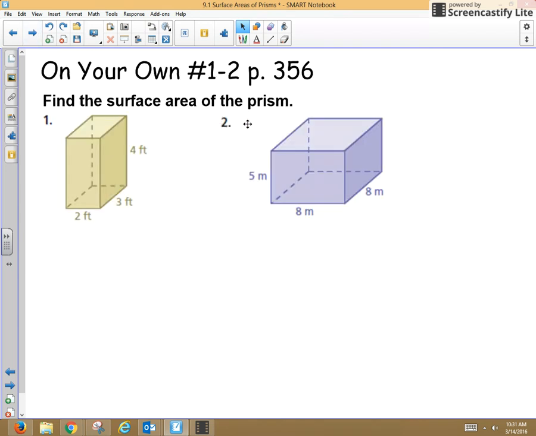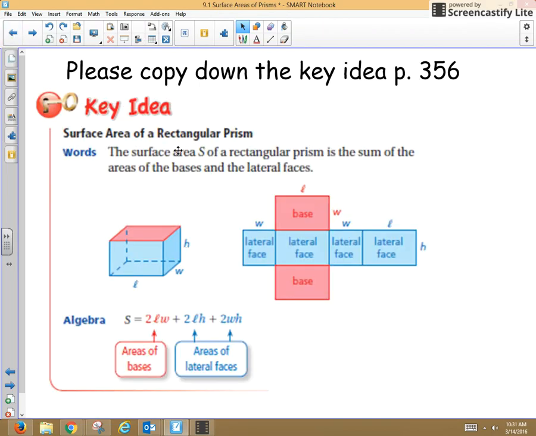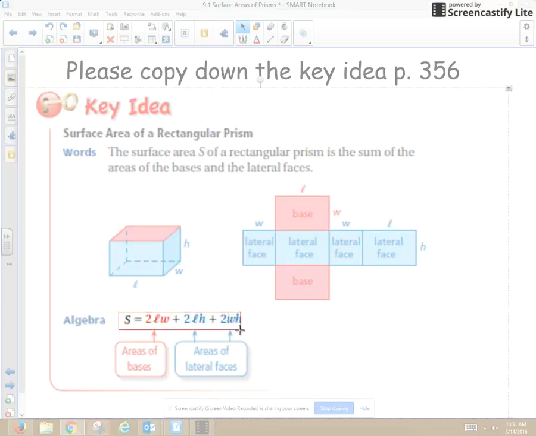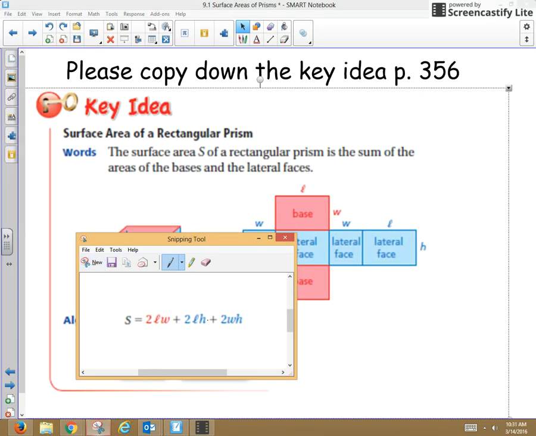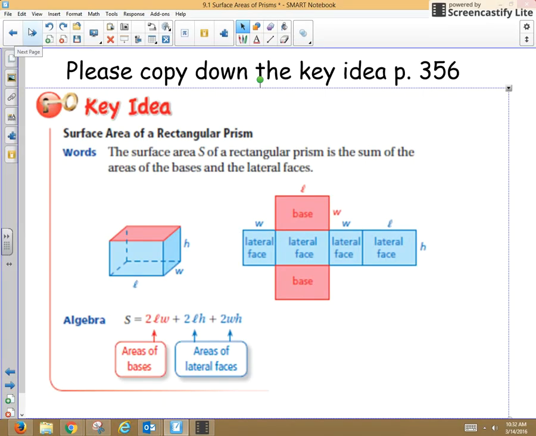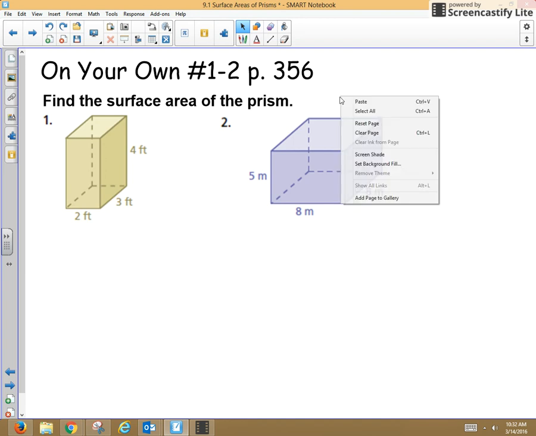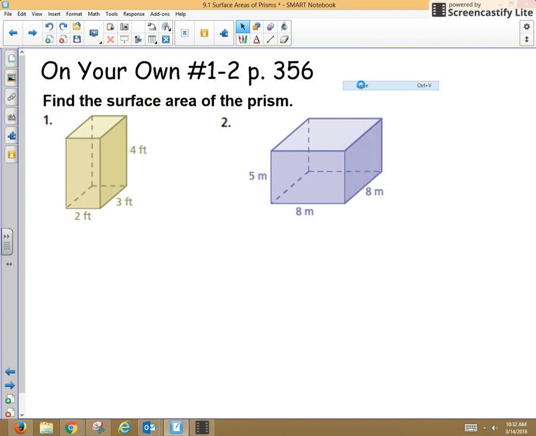Right now, I'd like you to find the surface area of numbers 1 and 2. I would like you to use the formula from the key idea, which is found here. So let's go ahead and use this formula. Surface area equals 2LW plus 2LH plus 2WH. So here's the formula. You can copy this down. There you go.